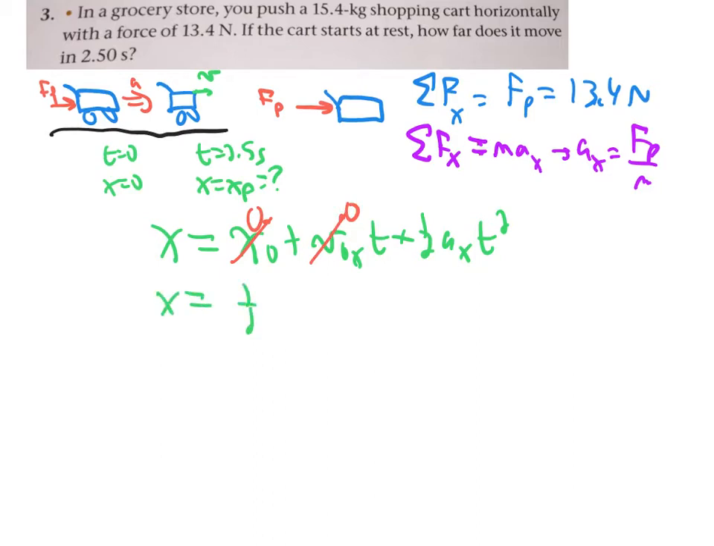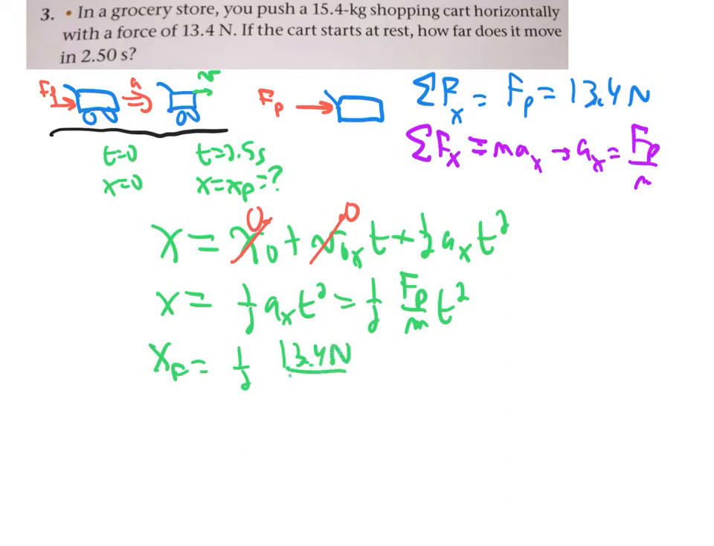The position is 1/2 times the acceleration times the time squared, which is 1/2 the ratio of the pushing force to the mass times the time squared. And so the thing we want is 1/2 13.4 newtons over 15.4 kilograms times 2.5 seconds squared. And that comes out to be 2.72 meters. So that's how far it travels in that time.